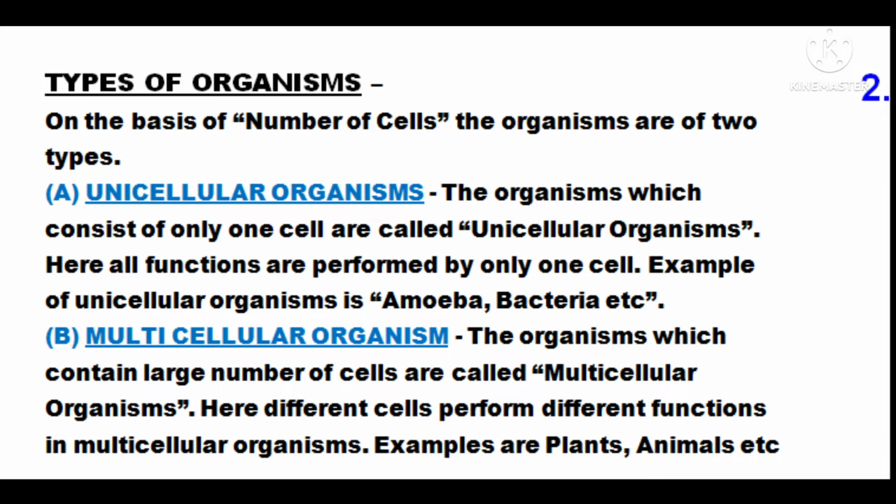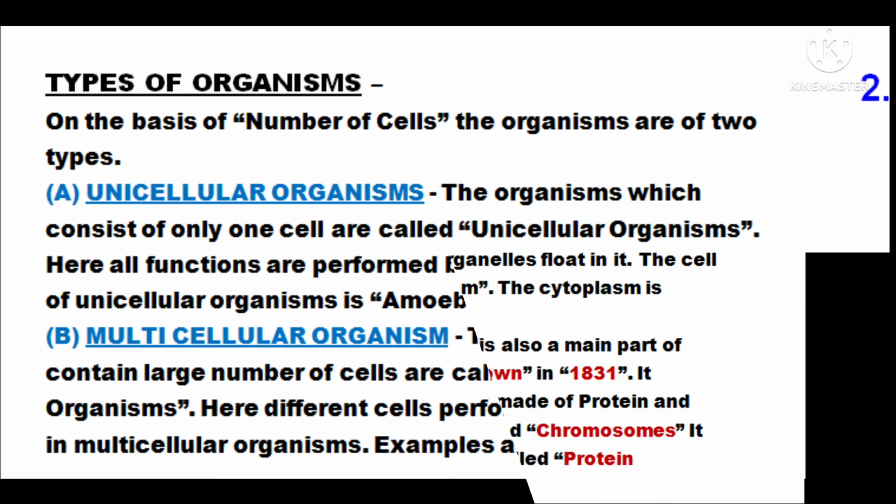B. Multicellular organisms. The organisms which contain large number of cells are called multicellular organisms. Here different cells perform different functions in multicellular organisms. Examples are plants, animals, etc.